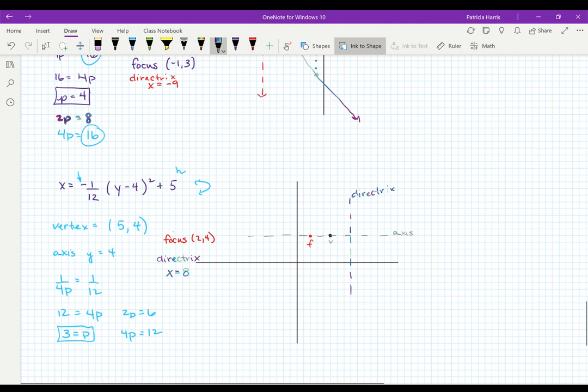Now remember, your parabola goes through the vertex, so you're actually counting from the focus. On each side, up and down, we're going to go 2p, which is 6. So from your focus, 1, 2, 3, 4, 5, 6. Then down, 1, 2, 3, 4, 5, 6. And then remember, your parabola goes through the vertex. It's very important. And then we're done. That's it.